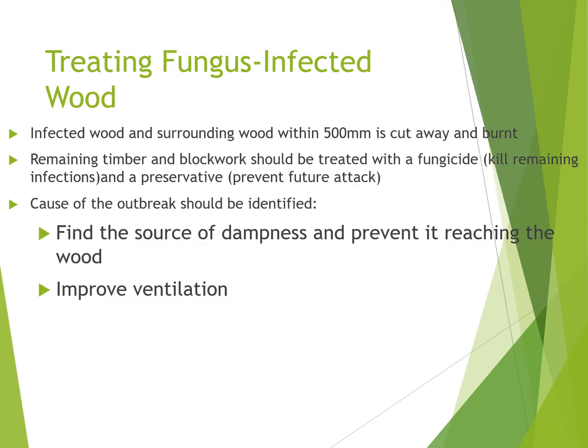So, treating the fungus: the infected wood and surrounding wood within half a metre or 500 millimetres is cut away and burnt. The remaining timber and blockwork should be treated with a fungicide to kill the remaining infections and a preservative to prevent future attacks. The cause of the outbreak should be identified, so find the source of the dampness and prevent it reaching the wood. That would be to fix the leak or wherever the water is coming from, and then to improve ventilation, by drilling a hole in the wall and putting in a vent.